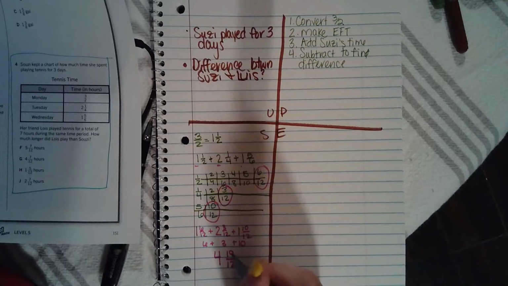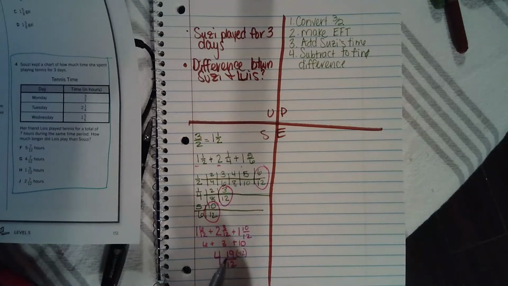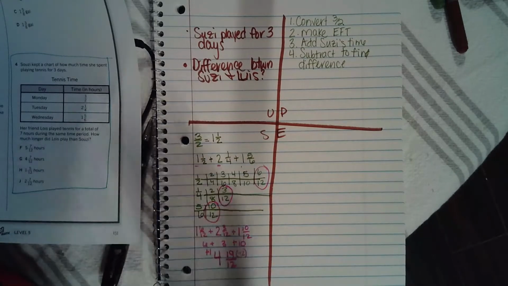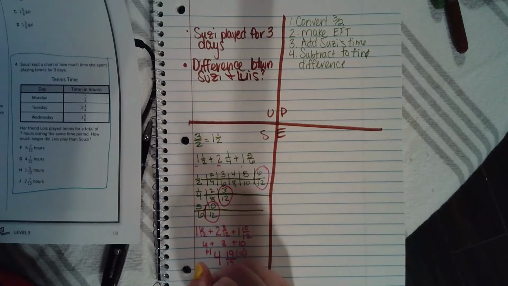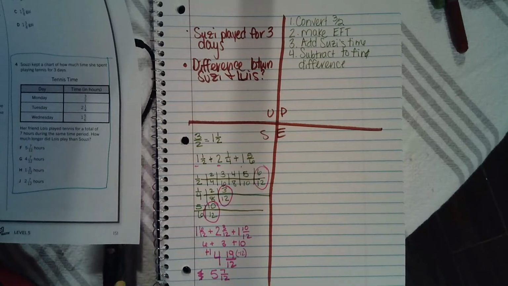I can make a whole number from 19/12. I can make one group of 12 from 19. I'm going to subtract that, which I'm going to add to over here as one whole. So now I have 5 and 7/12. I cannot simplify that any further, so I'm going to use that to subtract from 7.